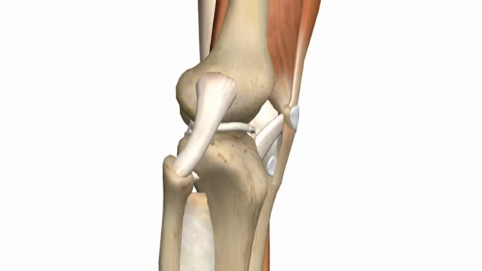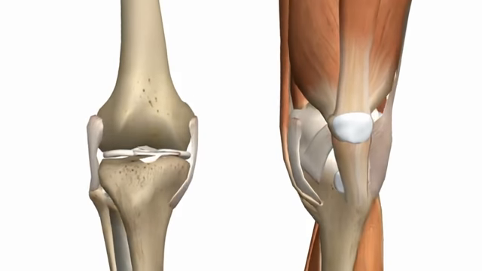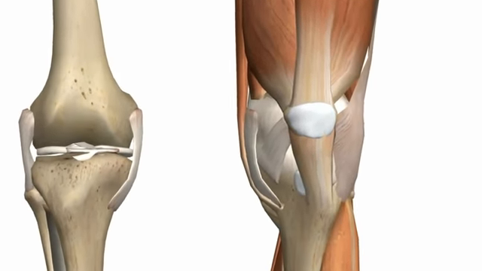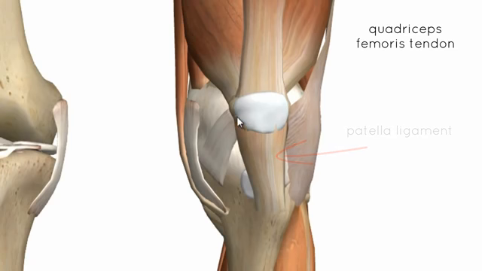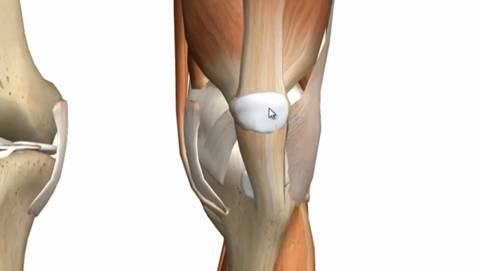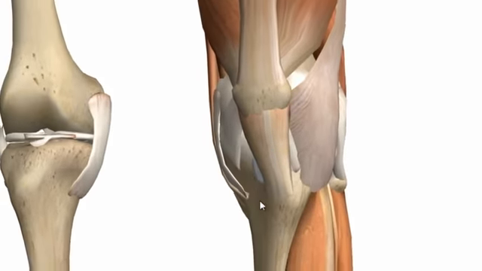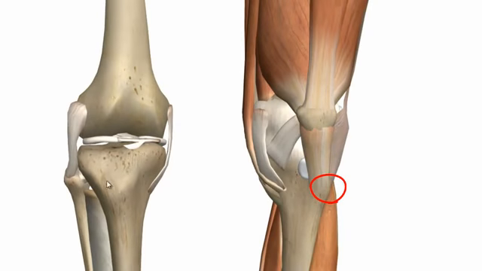So then we've got this ligament here, the patellar ligament. So this is continuous with this tendon above, the quadriceps femoris tendon, and this attaches around the sides of the patella and at the apex of the patella, and it attaches distally to the tibial tuberosity. So you can see that the tuberosity of the tibia.